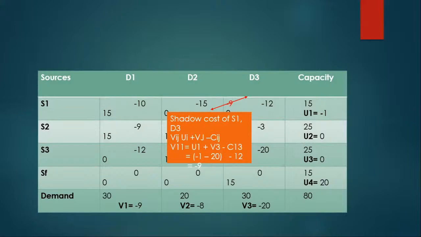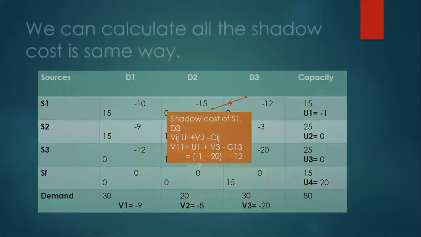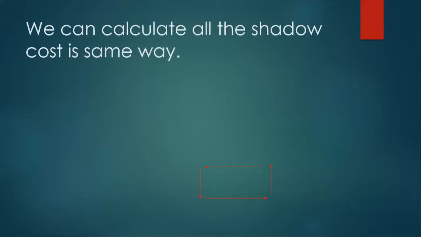To calculate the shadow cost, we will use the formula Vij = ui + vj - Cij. V11 equals U1 plus V3 minus C13 equals -1 into -1 -20 -10. Like you can see that we have calculated these in the problem. Next, we can calculate all the shadow costs in the same way.